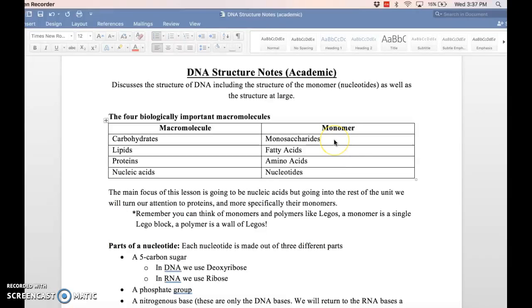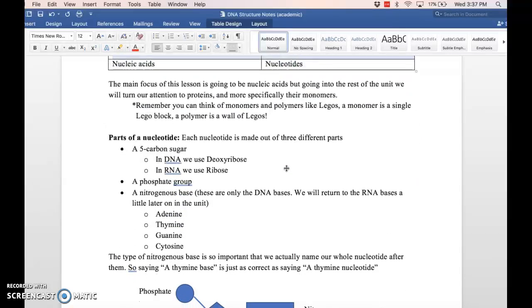So the monomer, the single Lego of a carbohydrate, is a monosaccharide. For a lipid, it is a fatty acid. For a protein, it is an amino acid. And for the nucleic acids, which are what we're going to be focusing on today, it's the nucleotide. Now, we will be coming back to proteins and amino acids later on, but for this section, it's just nucleic acids and nucleotides.